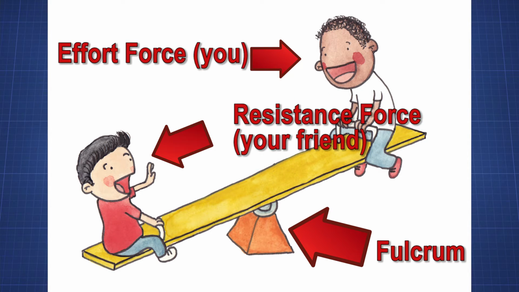resistance forces. So if you're on one end, the effort force would be where you are. The distance to the effort force would be how far away you are from the fulcrum. The resistance force would be the force that's applied by your friend on the other side. The distance to the resistance force would be how far away they are from the fulcrum.